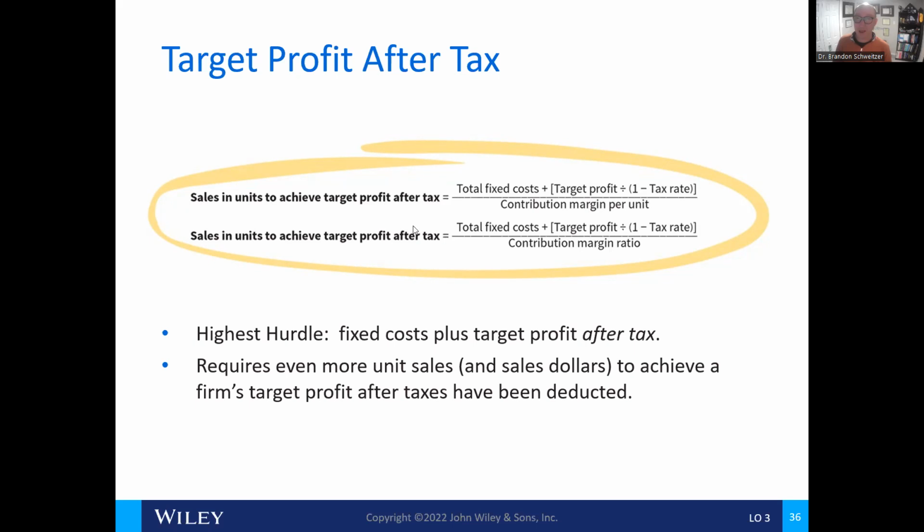And of course, we could find that same amount after tax by including the tax rate in the formula. Target profit divided by 1 minus the tax rate gives us the after-tax profit. We also call this the hurdle rate.